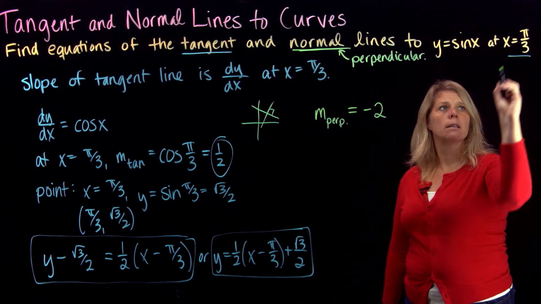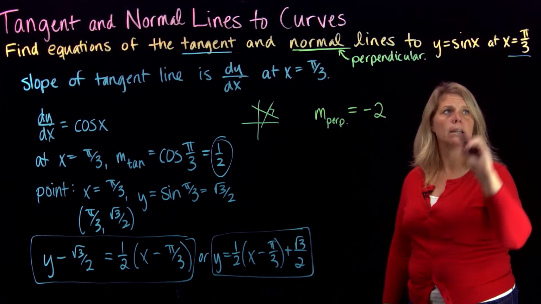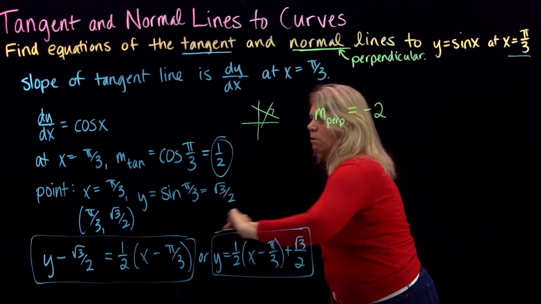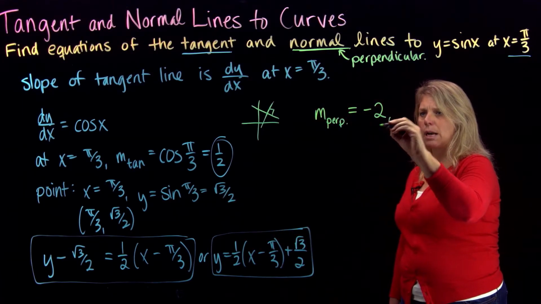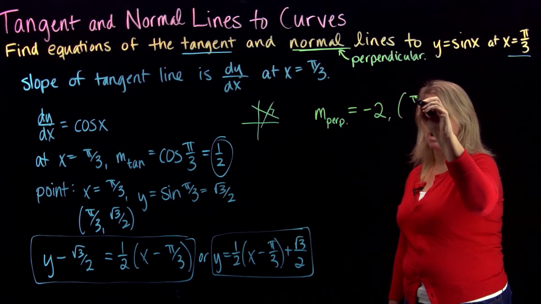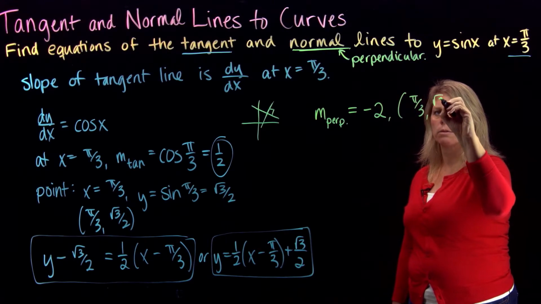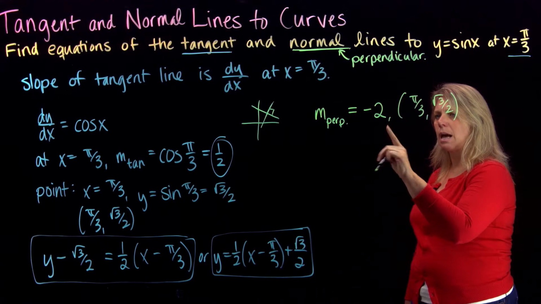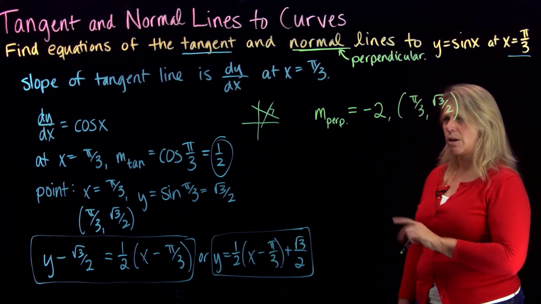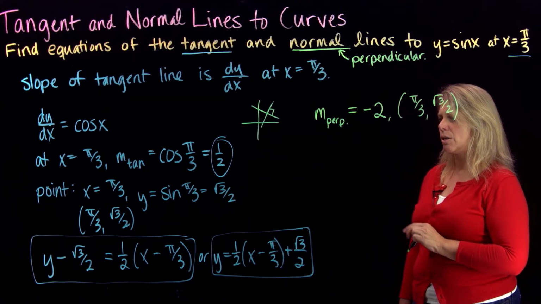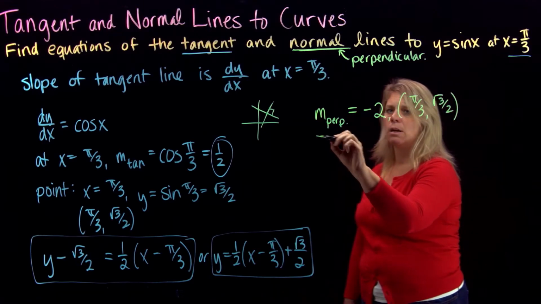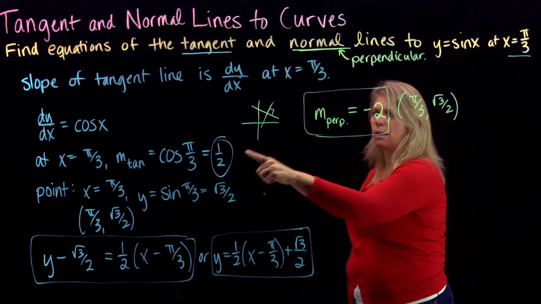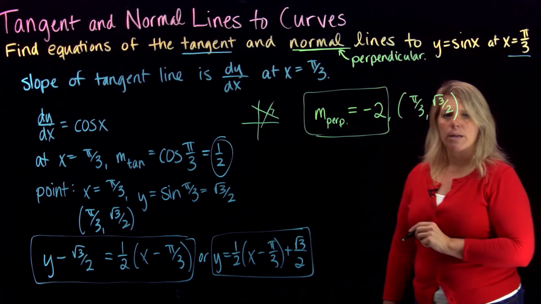The point, we're still interested in the same point. The x-coordinate is pi over 3, and we found our y-coordinate over there. So we're going to have a point pi over 3, comma, square root 3 over 2. So the same point, but this line that we're going to have will be perpendicular to the curve. So all I really need to do is understand that relationship. The slope of perpendicular lines are opposite reciprocals of each other. And then I can just write the equation for this line.